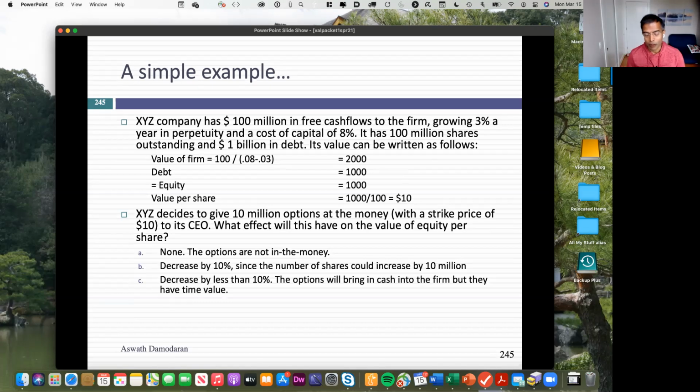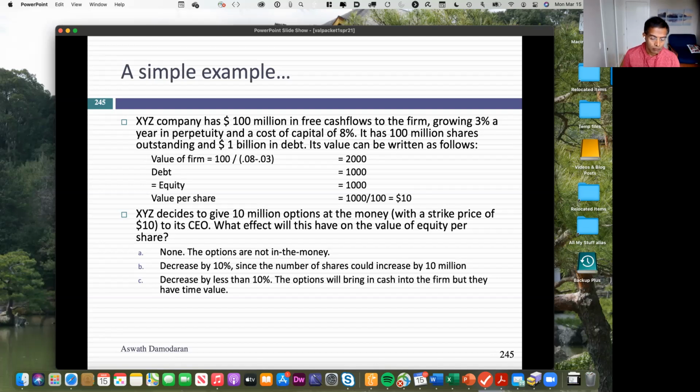So let's set up an example. A company has 100 million in free cash flows growing at 3% a year in perpetuity, 8% cost of capital. So if you think about 100 million growing at 3%, 8% cost of capital, the present value is $2 billion. It has $1 billion in debt. The difference, of course, $1 billion, is the value of equity. So with 100 million shares, the value per share is $10.